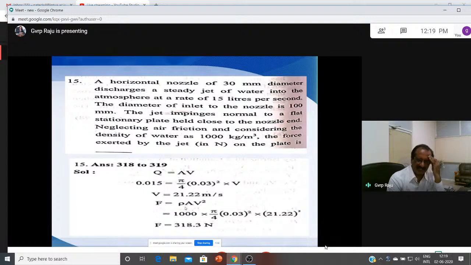Why I am stressing this is that students get the equation correctly, but with a simple misunderstanding of units, they get the wrong answer. So rho you can take 1000, into pi by 4 into 0.03 whole square area, and the velocity here is 21.22 square. The velocity you know from this equation, and finally the answer is 318.3. So you can give 318.3 Newton as the answer.